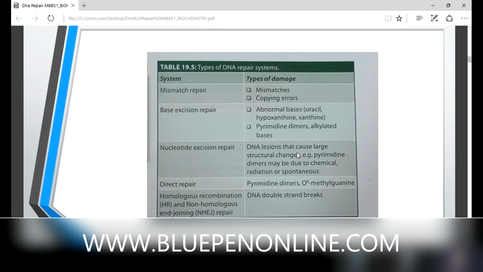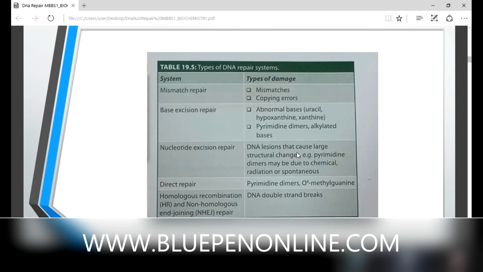Gout. So there is a chance for the existence of abnormal bases like uracil, hypoxanthine, and xanthine in case of base excision repair. So we have to remove those abnormal bases. In some cases, there is a chance for the formation of pyrimidine dimers. Which pyrimidines are present in DNA?